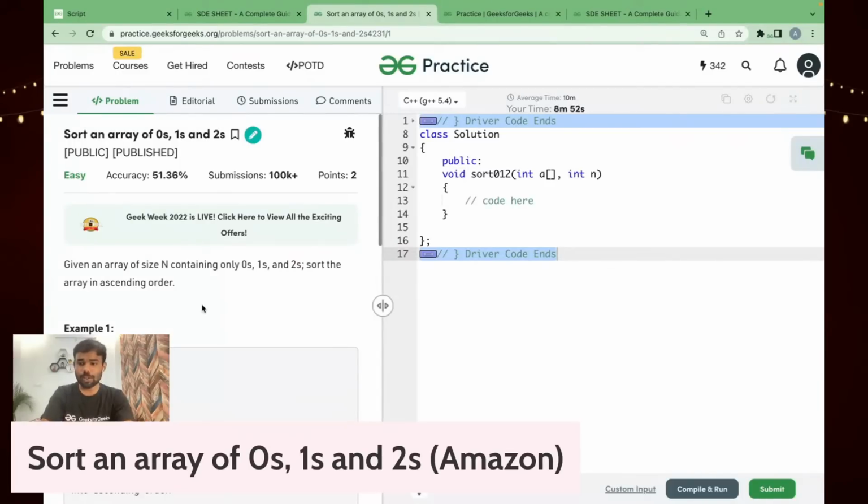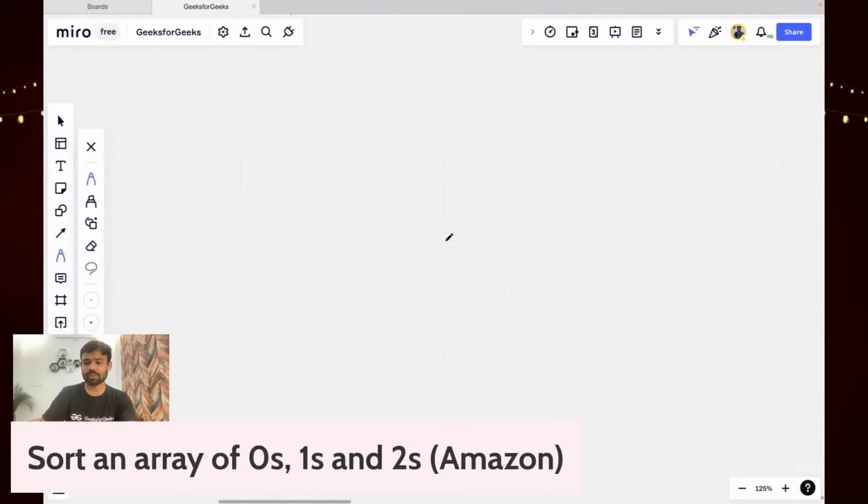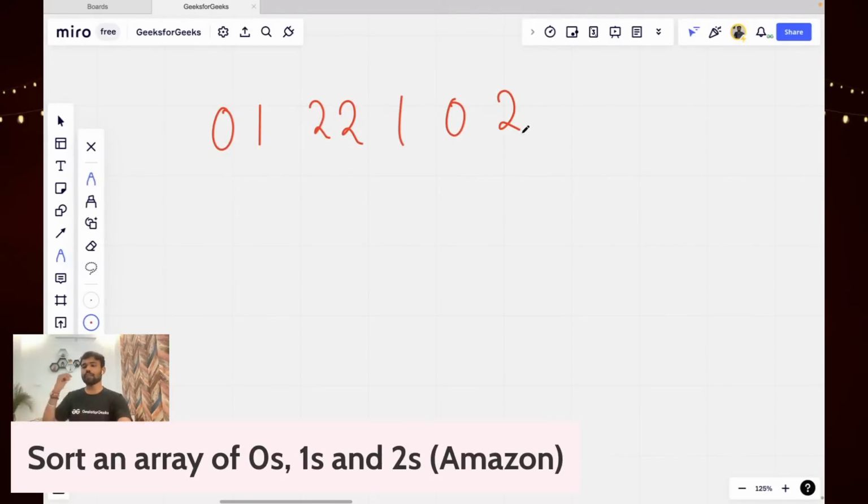For this one, we are given an array. The class timing is just 10 p.m. Let's take the problem as 0, 1, 2, 2, 1, 0, 2. No, there is no switch case. We will solve it. So can anyone tell me how we can solve this given problem, the array of zeros, ones and twos?